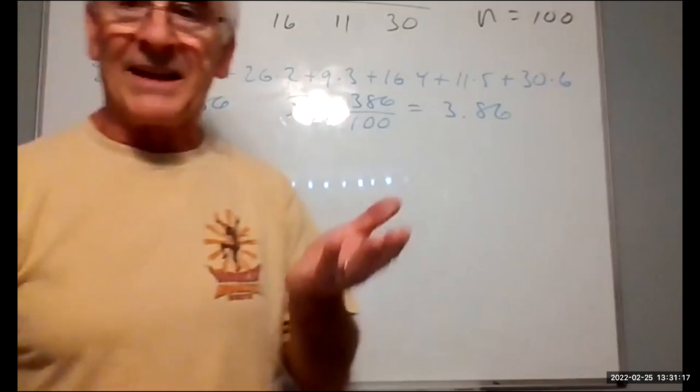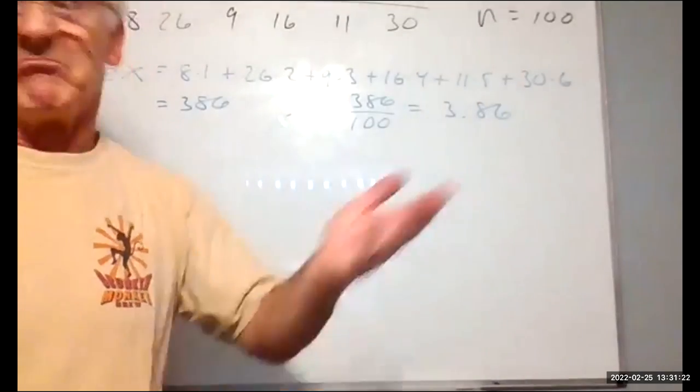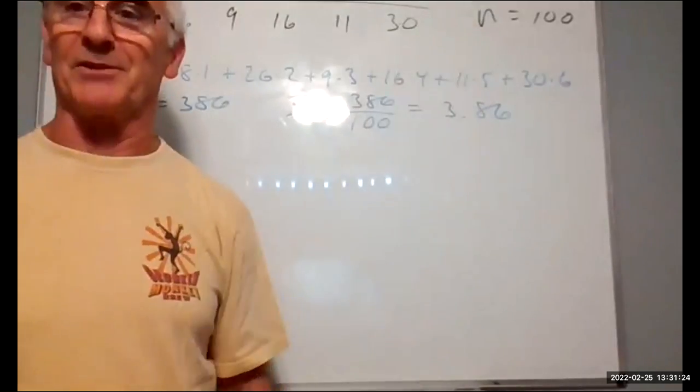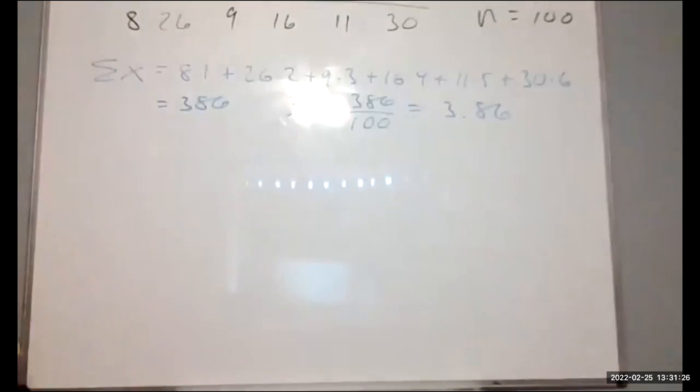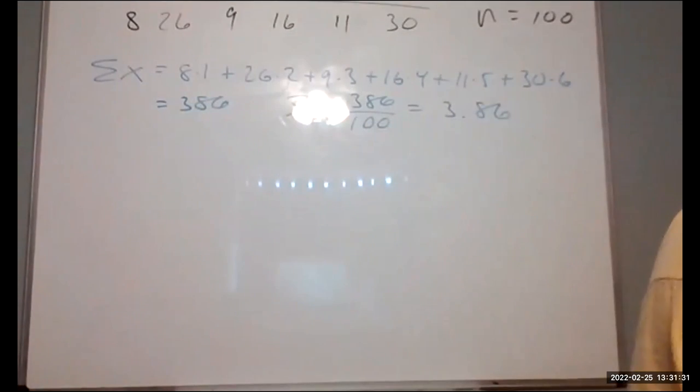So I'm going to roll a single die, and the average of all of my rolls was a number between 1 and 6, obviously, 3.86. Don't give it any meaning. That's what it was. Now, that's the mean.